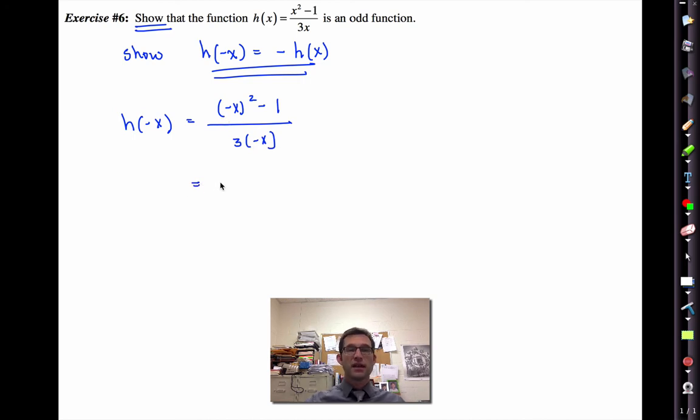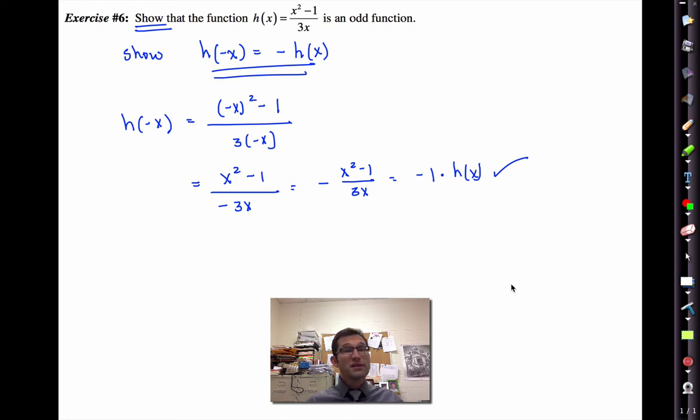Now negative x times negative x is positive x squared, minus 1, divided by negative 3 times x. But that's the same as negative 1 times (x squared minus 1) divided by 3x, and that's negative 1 times h of x. So we did it. We proved that it was odd. That's really all you ever have to do. And to prove something that is even, we would put the negative x in and try to prove that it was equal to positive h of x.